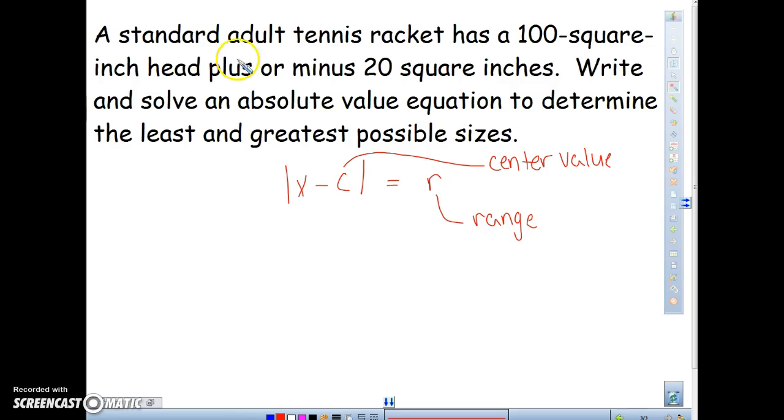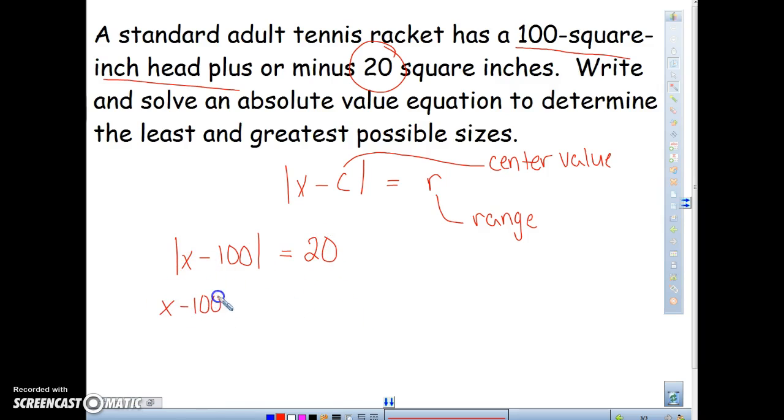Okay. So when you're reading this, you've got to think of what is the center value and how much can it fluctuate. Well, when you're reading this, your center value is your 100 square inch head. How much it can go on either side, what your range is, is your 20. So when you're writing this equation, you're going to say the absolute value of x minus 100 is equal to 20. Then you'll just solve it.